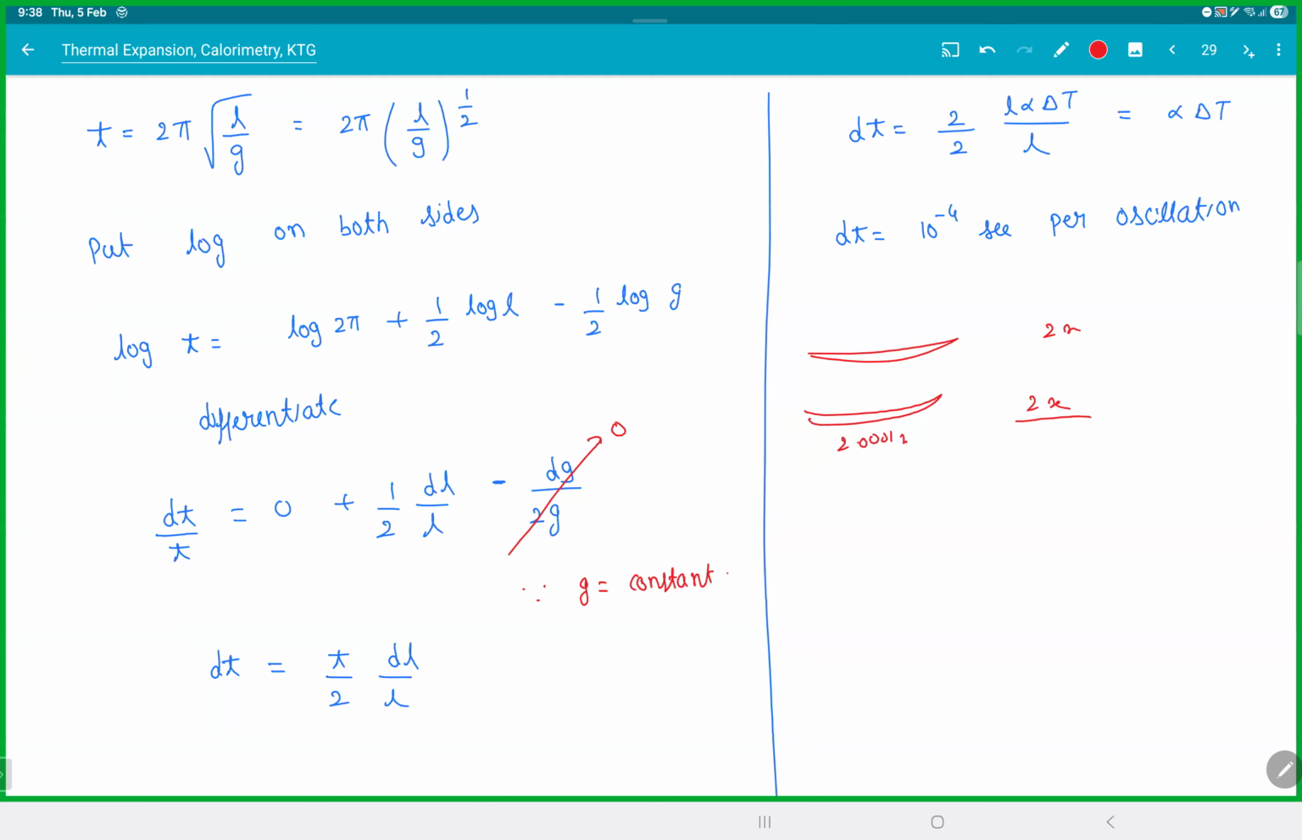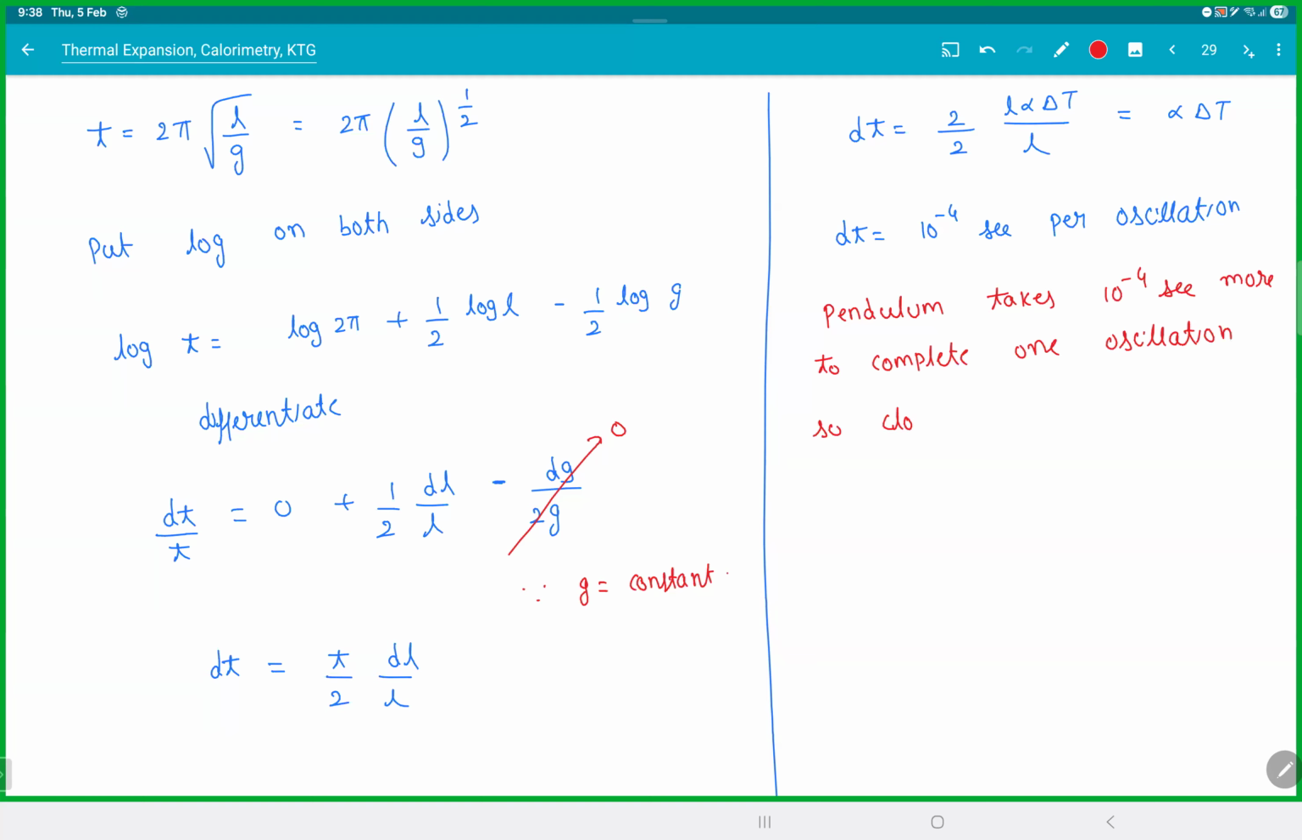But now that one oscillation is taking more time than 2 seconds, what will your clock think? The clock will think 2.001 seconds is 2 seconds. That means every oscillation you're losing some time, isn't it? So the pendulum takes more time for one oscillation. So the clock loses 10 power minus 4 seconds per oscillation.